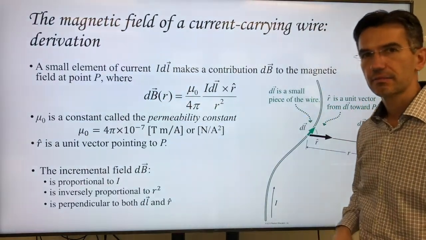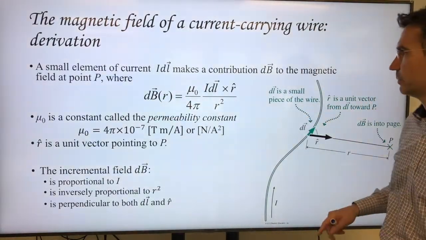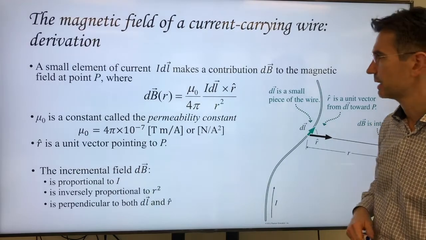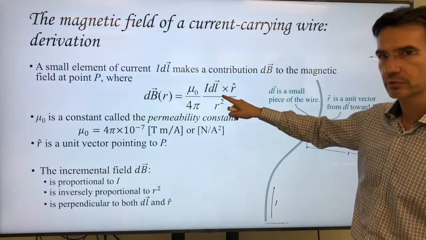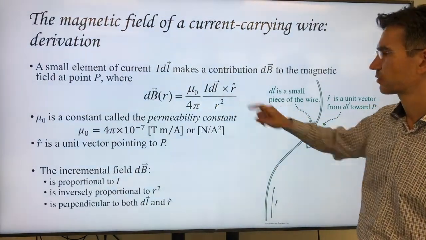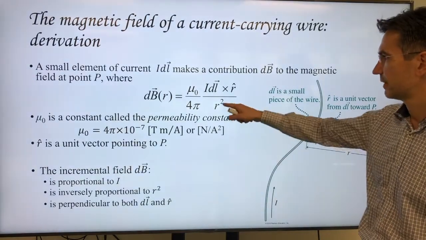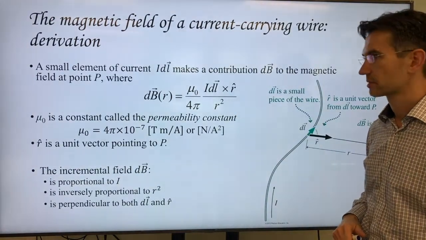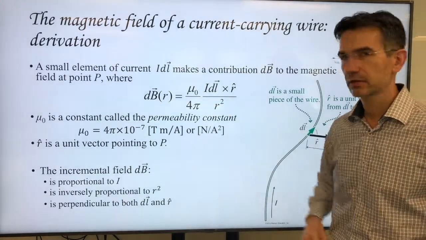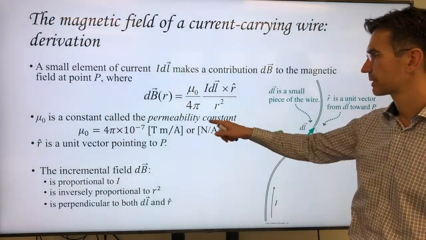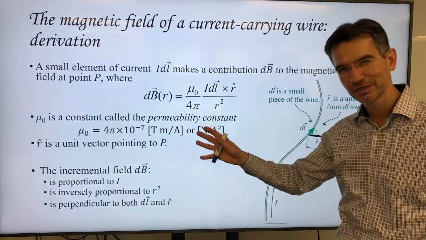And the relationship that connects these is that this incremental magnetic field vector at point P will be mu naught over 4 pi, and it will be the cross product of I dl crossed into the unit vector toward the point, divided by the distance to the point squared. So mu naught here is a new constant. It's called the permeability constant.